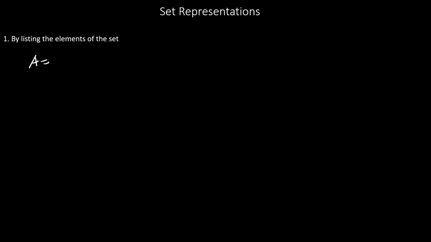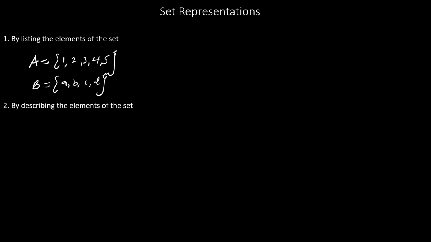We have A equal to 1, 2, 3, 4, 5. So in this representation, we write a set A and we list the elements. For example, we have set B equal to A, B, C, D. So we list out the elements of this set. That's the first method of representing a set.